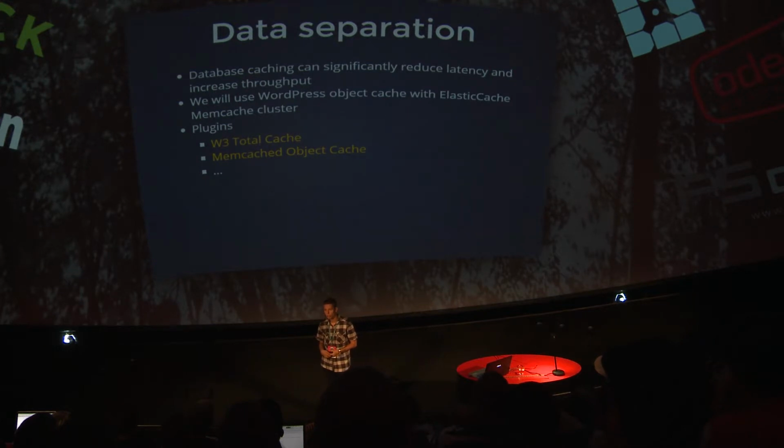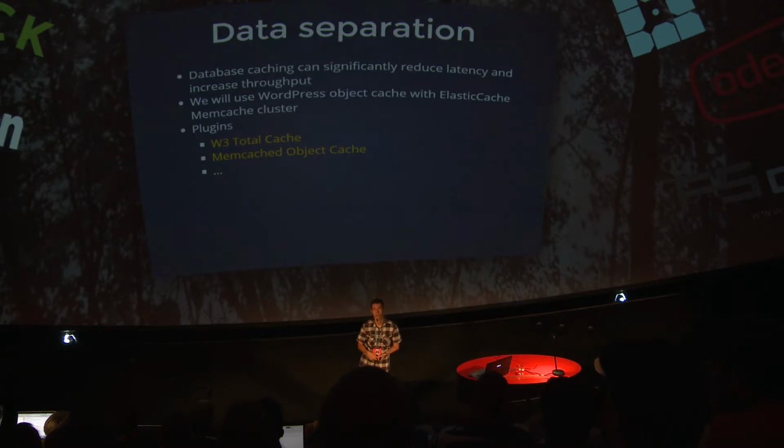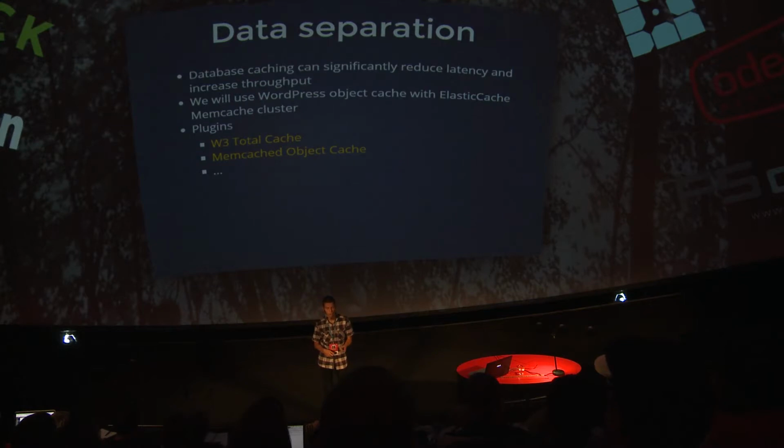Also, we want to reduce hits to our database, and in that case, we'll be using the object cache that WordPress provides to us. By default, these objects are not stored anywhere, so we'll need to use some external plugin for this. Again, we can use W3 Total Cache, or we can use Memcached object cache.